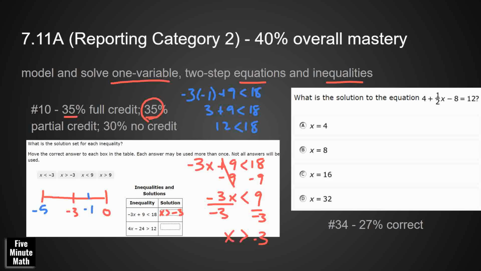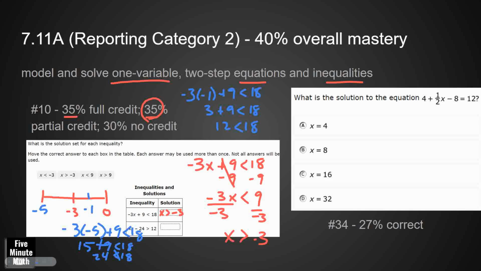Now let's try that -5. So let's do -3, -5, plus 9 less than 18. And we've got 15 plus 9. It's going to be 24 is not less than 18, so that doesn't work.